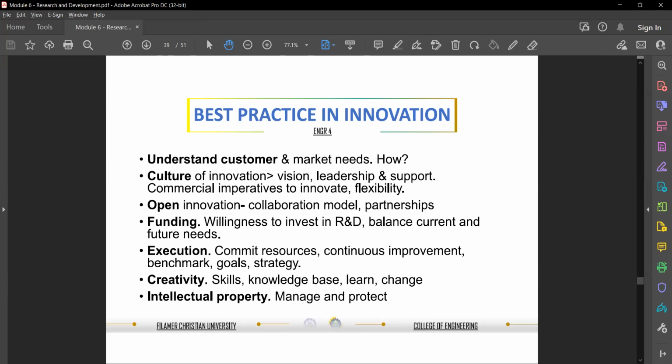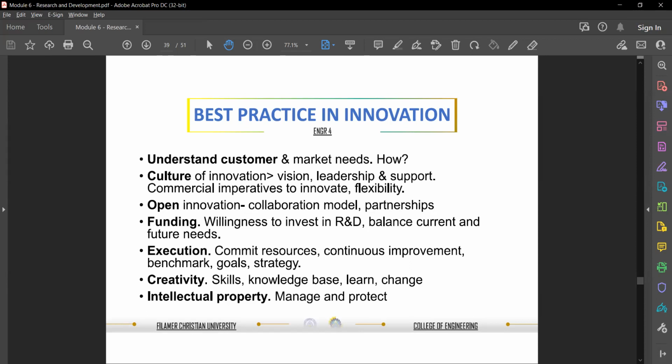Kaya nga yung pag-develop nila ng vaccine, 'di ba? So nag-gather sila ng isang, so kinumpile nila yung mga research nila, 'di ba? And then they shared some information to others. So hindi lang yung Sinovac, hindi lang yung AstraZeneca, yung ibang Moderna, ibang vaccines na develop. Then funding. So willingness to invest in R&D, balance current and future needs. So execution, so should commit resources, continuous improvement, benchmark, goals, strategy.